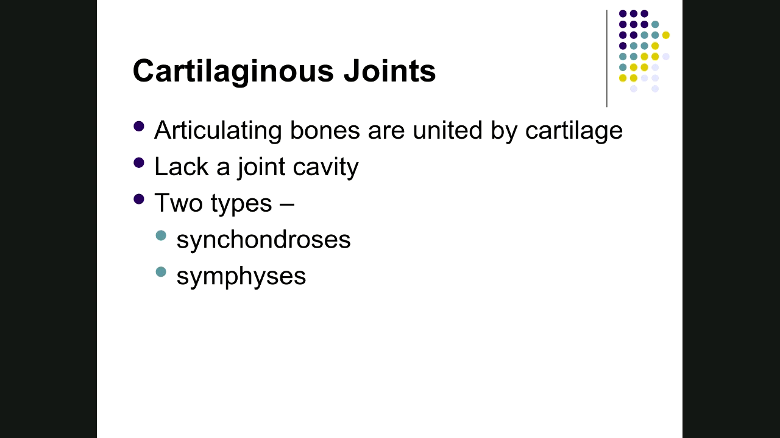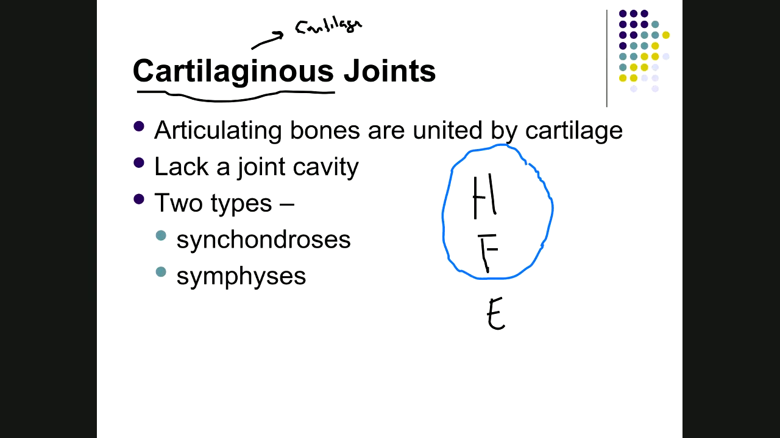Okay, let's look at cartilaginous joints. So cartilaginous, cartilage. Well, if you remember when we talked about the skeletal system, we said that there are cartilages associated with it. We have three types of cartilage. Do you remember? We have hyaline cartilage, we have fibrous cartilage, and we have elastic cartilage. But only two of these are part of the skeleton, and that's these two. And so what happens is hyaline cartilage is going to give us one kind of joint, and fibrous cartilage is going to give us the other kind of joint, because there are two types of cartilaginous joints.